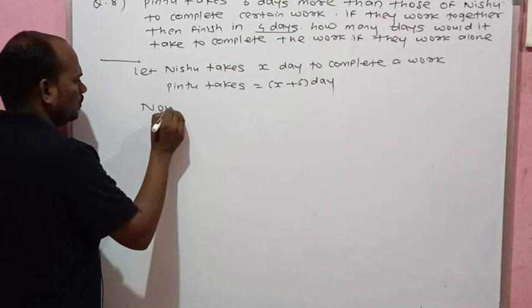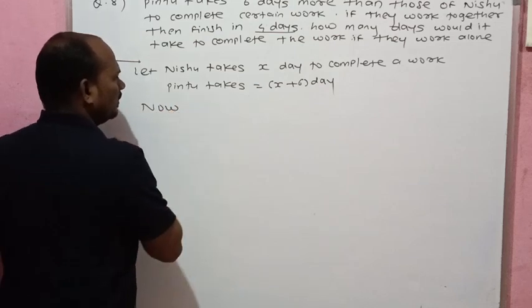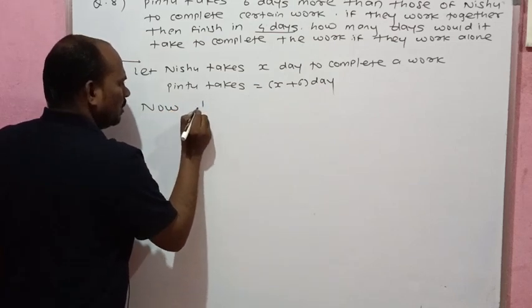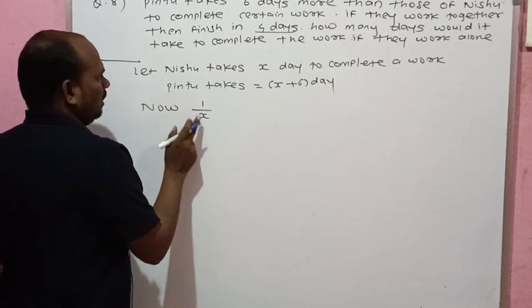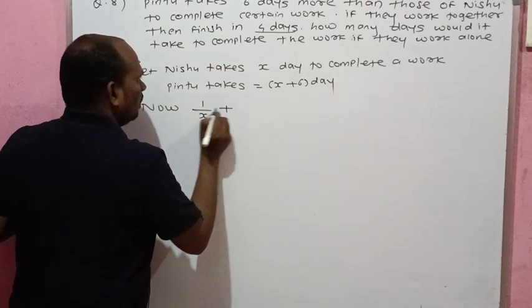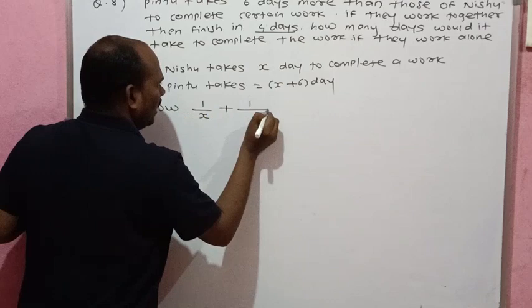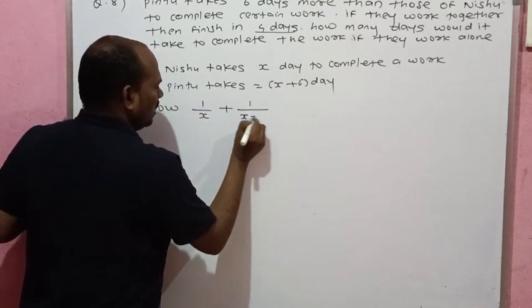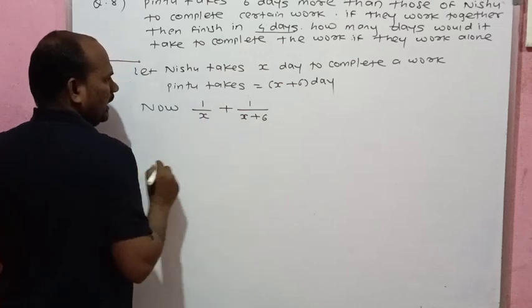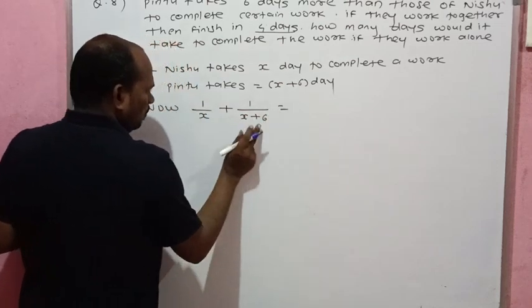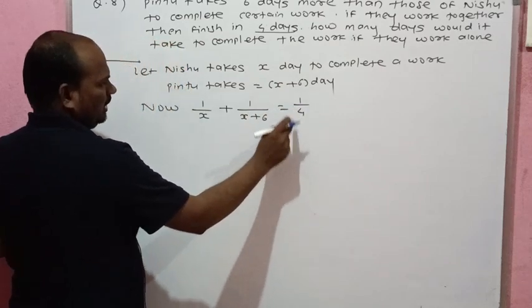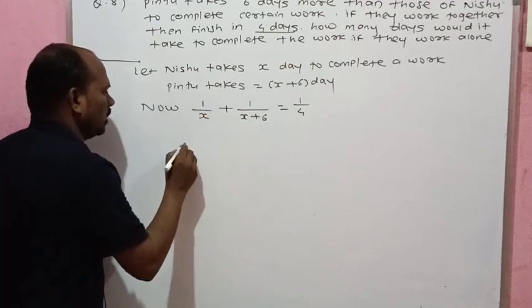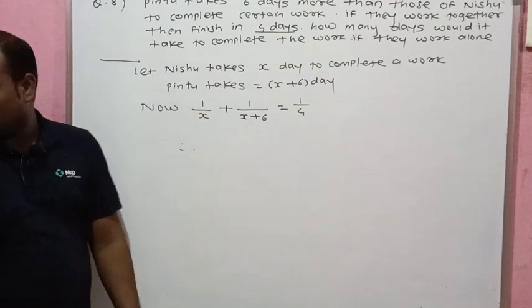Now, first we can write 1 by x. Nishu takes x days to do 1 work, and Pintu takes x plus 6 days to do 1 work. Both together finish 1 work in 4 days. We can solve the quadratic equation.